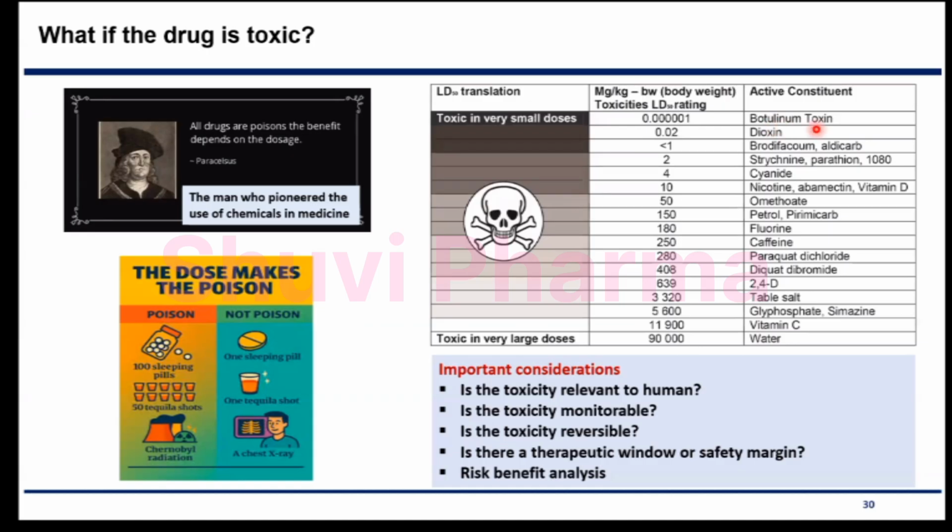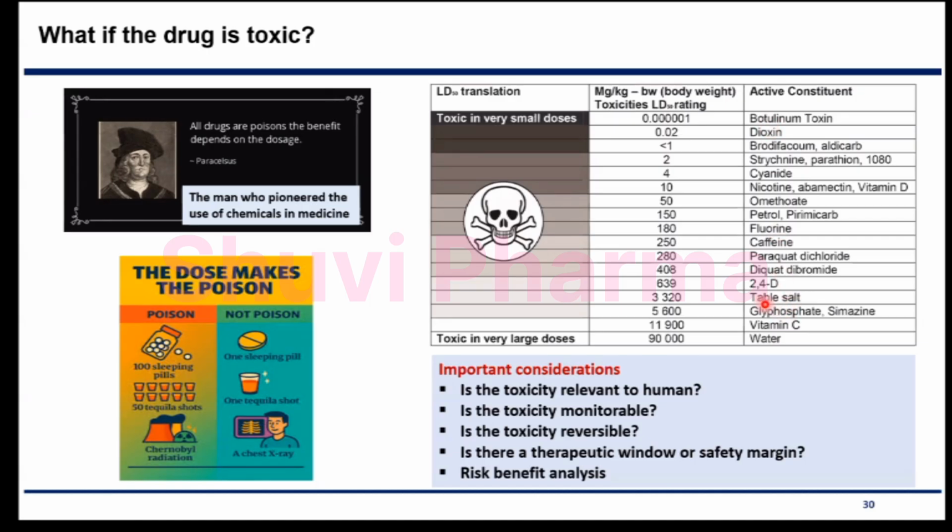The botulinum toxin is probably the most potent toxicant known so far, and its LD50 is really 0.00001 milligram per kilogram. Just imagine how potent it is. So at such a low dose, it can cause toxicity, and then you keep on going, look at these drugs, and this is just a few examples.